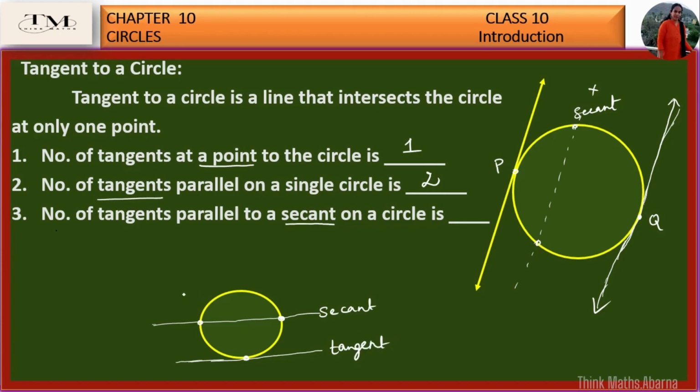Another tangent we can draw here. So this is another tangent. Where can we draw any other tangent parallel to this secant? We cannot draw a tangent here because it will meet the circle at 2 points. So they are asking the number of tangents parallel to a secant. For a secant, we can draw only 2 tangents. So the answer is 2.